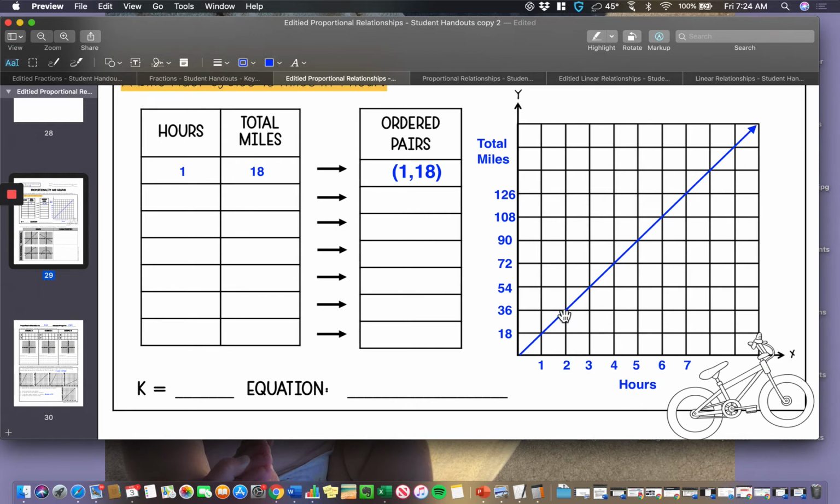So in 2 hours, how far does he go? Well, I can go back to my graph here. If I move up, I can see that he goes 36 total miles in 2 hours. Then I have to write my ordered pair for that one.